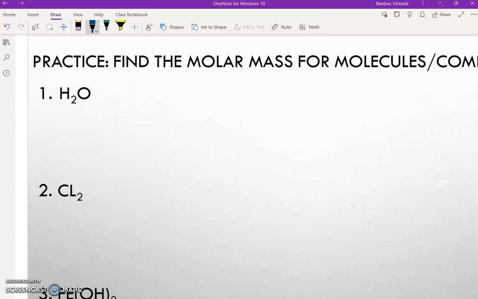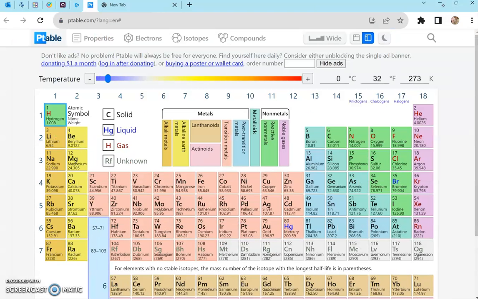So hydrogen and oxygen make up water, H2O. You're going to start with the molar mass of each individual element. So I'm going to start with hydrogen. As we just said, hydrogen on our periodic table is 1.008.